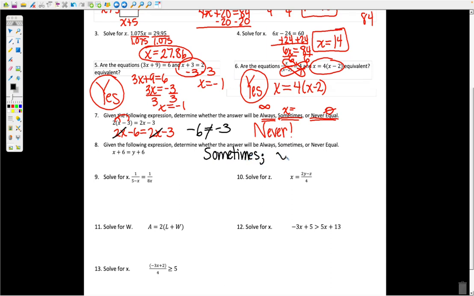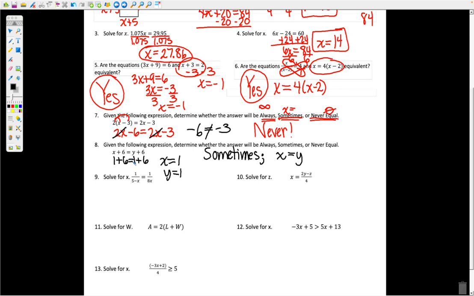Because if X equals Y, then it works. If your X is 1 and your Y is 1, you see how this will work? You will get an equal answer. But that only works if the X equals the Y. If you can come up with one scenario where it will work, then it's a sometimes.